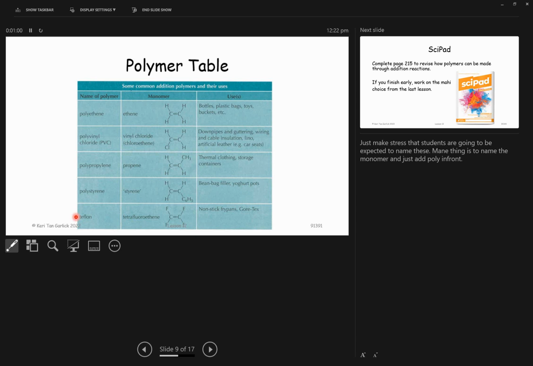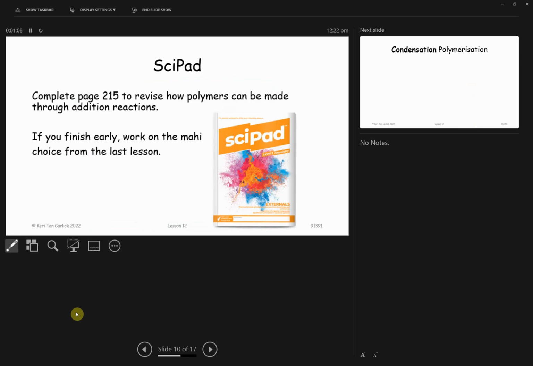All right, cool. Any questions regarding that stuff, or is that all okay? All right, you guys ready to give this a go? What I want you guys to work on now, before I move on to the condensation polymers, is the addition ones, just to recap it. That's page 215 in your SciPads. If you finished early, feel free to go look at the Mahi Choice from the last lesson and do some practice on esters.